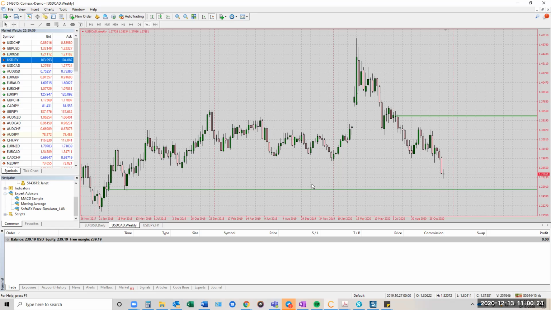So if I look at the chart from the weekly, again, it was in a bearish trend going down by the end of the week. I just said October 20th.